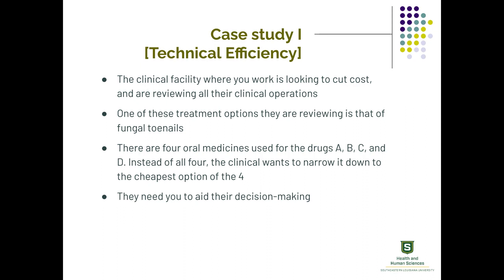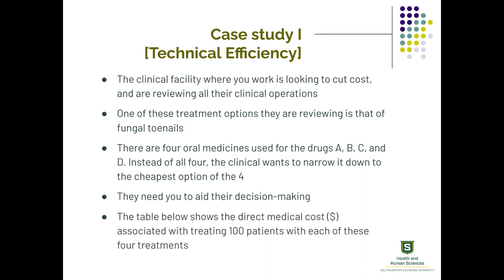And so in order to do this economic evaluation to help in the decision making, you work with different people in the organization to collect data on some of the direct medical costs associated with these treatment options. But as a way to standardize it, you are looking at it in terms of 100 patients for each of the 4 treatments. So that's how you want to look at it, in terms of 100 patients. How much was spent in treating 100 patients, and what did that come up to?